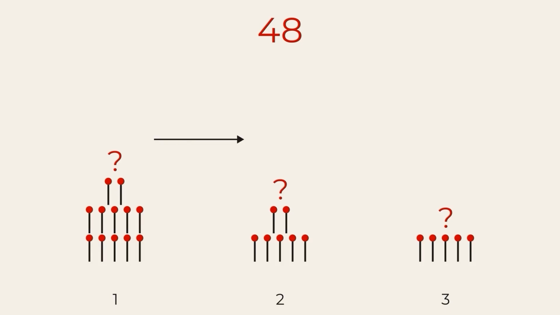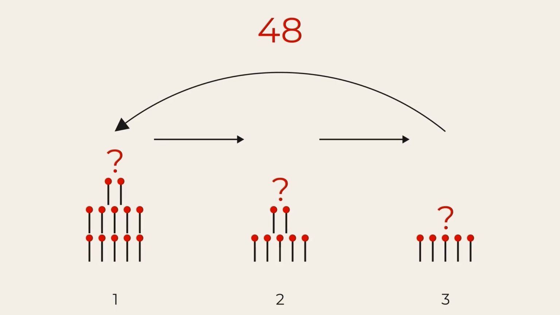First, transfer from pile 1 to pile 2, as many as pile 2 already contains. Then, transfer from pile 2 to pile 3, as many as pile 3 already contains. Then, transfer from pile 3 back to pile 1, as many as pile 1 currently holds.